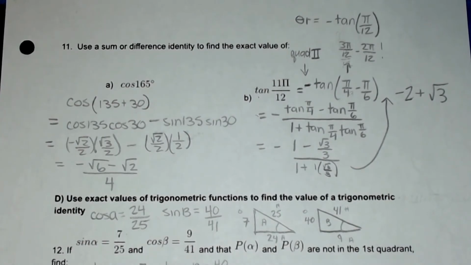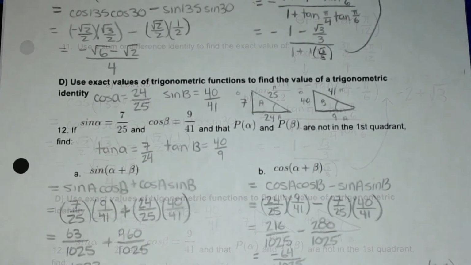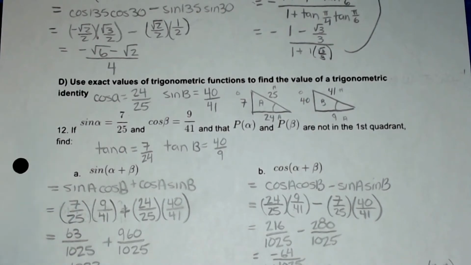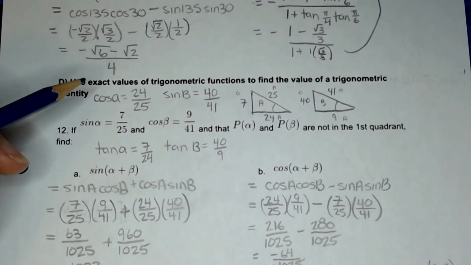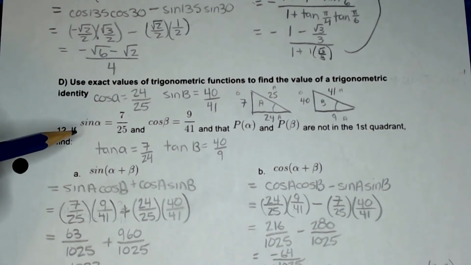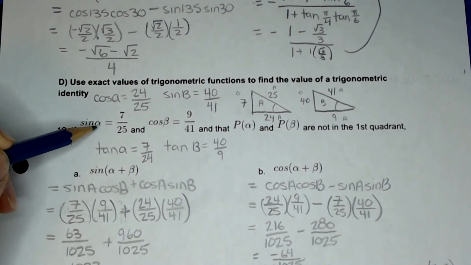So just be conscious of that as you're looking at the locations of your angles, specifically when you're working in radians. D is a lot of work. So use the exact values of trigonometric functions to find the value of a trig identity. In the question, you are given sine A.